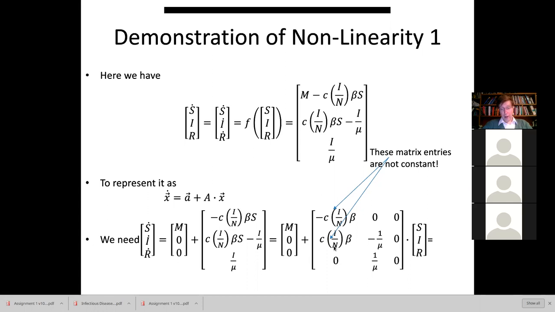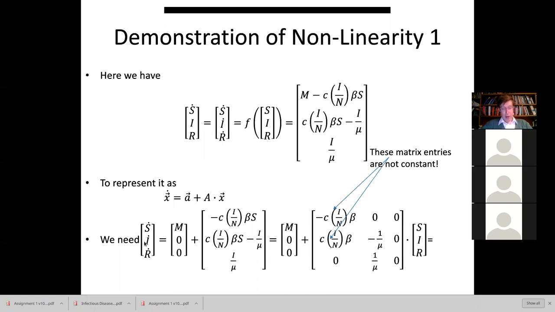For I dot, we'll be dealing with this entry from the matrix times S, plus this entry times I, plus this entry times R.